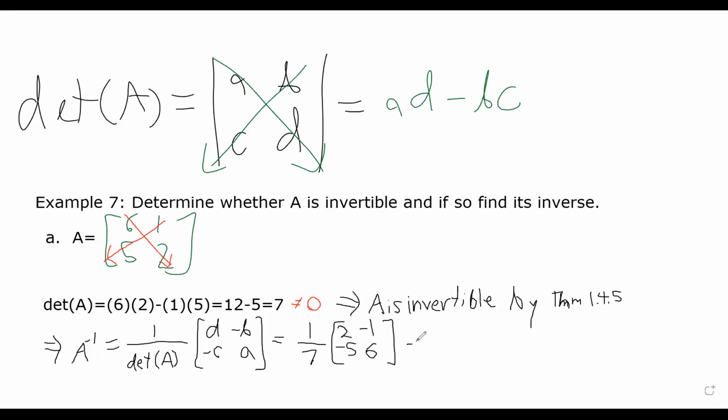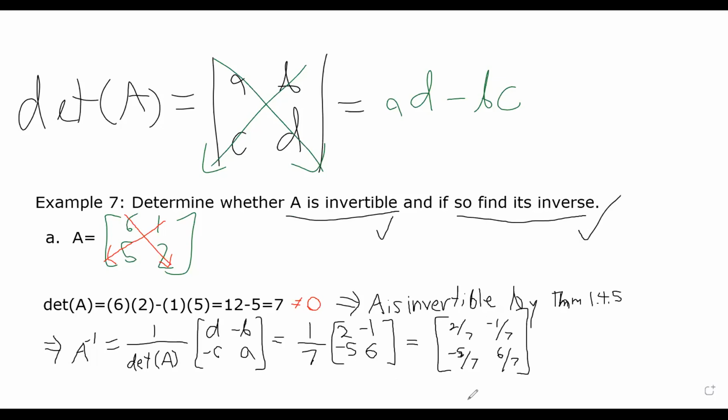So A inverse is now 1/7 times that. You multiply a matrix by a constant by multiplying every entry by that constant. So this is 2/7, -1/7, -5/7, and 6/7. And that is A inverse. So we not only showed that A is invertible, we also found its inverse, and we're done.